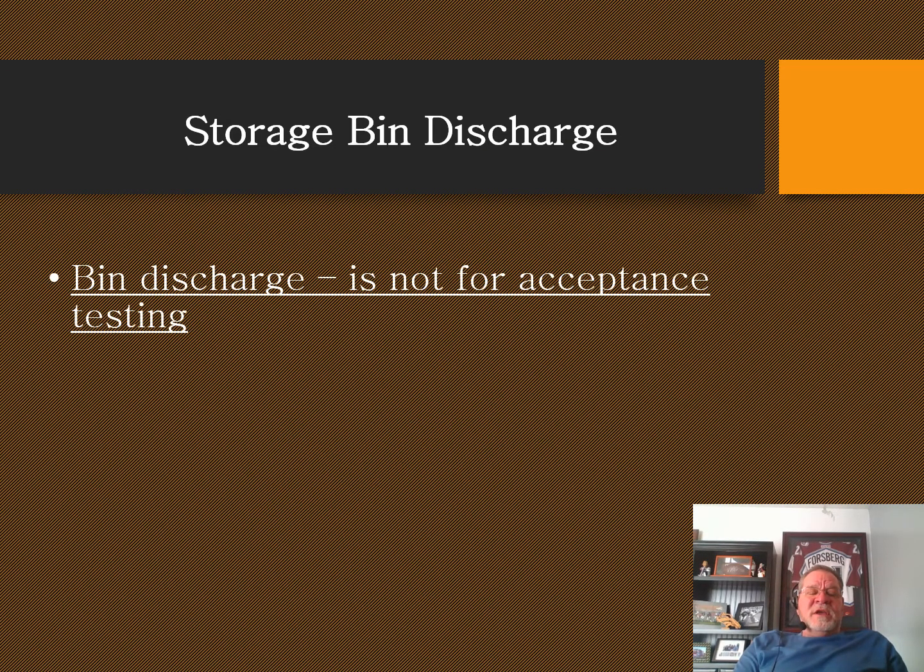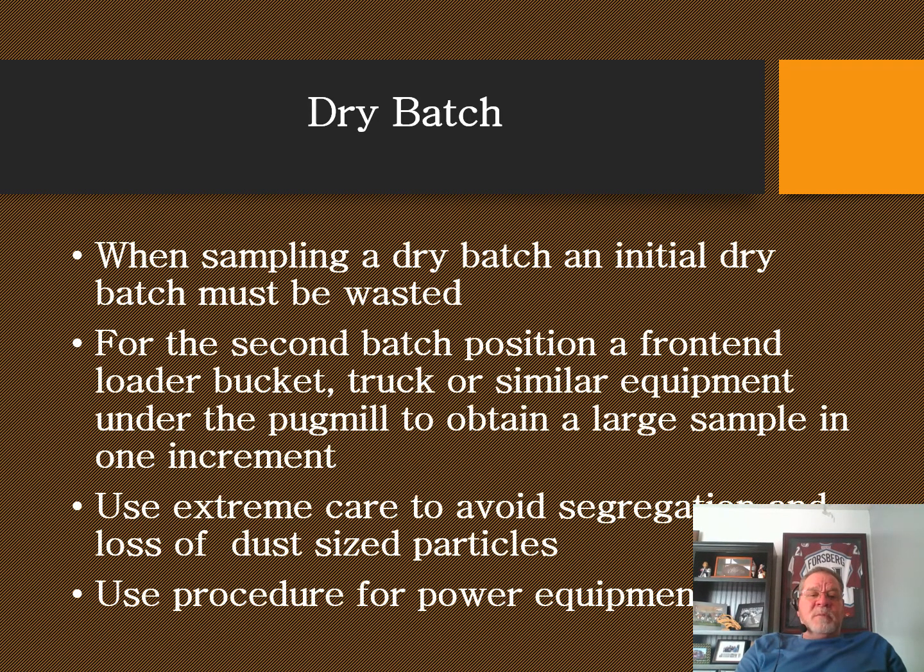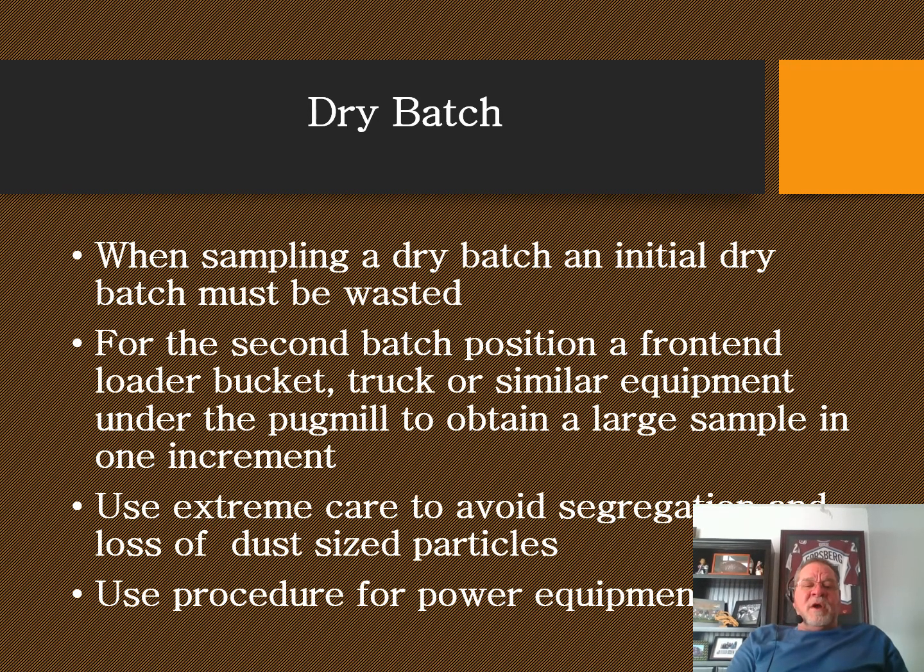Bin discharge is not used for acceptance testing, therefore we will not talk about it. You can use a dry batch. They run a batch through the plant without adding binder or any other additives to it, bring it out the backside of the plant, dump it into a loader, put it into a small pile, and sample it from the small pile.